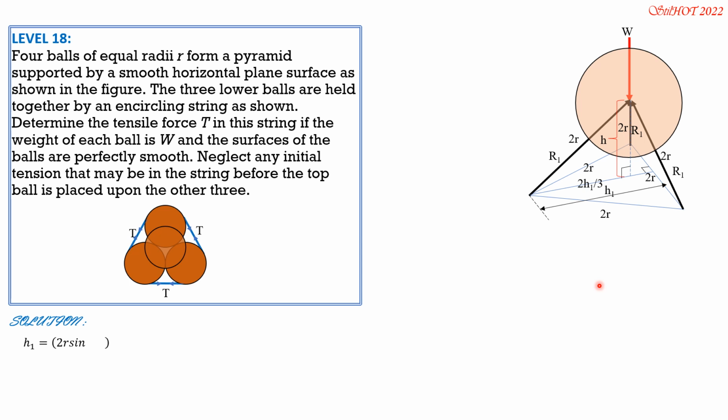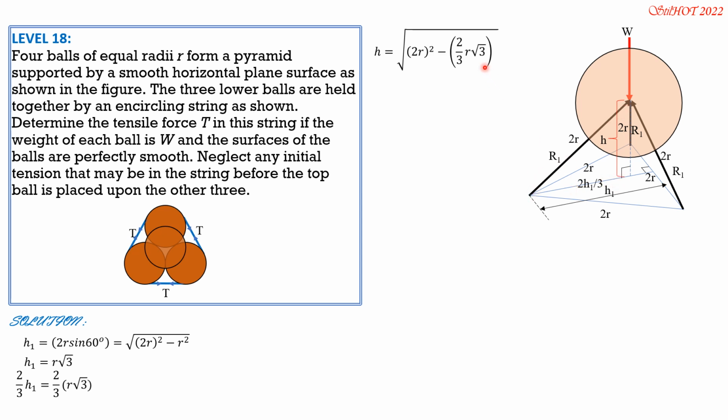So h1 is 2r sine 60 degrees, or the square root of quantity 2r squared, hypotenuse squared, minus r squared. So h1 is equal to r square root of 3. Then 2/3 of h1 is 2/3 of r square root of 3. So we can compute h, which is the square root of the hypotenuse 2r squared minus 2/3 of h1, which is 2/3 of r square root of 3, squared. So h is 2r square root of 6 over 3.